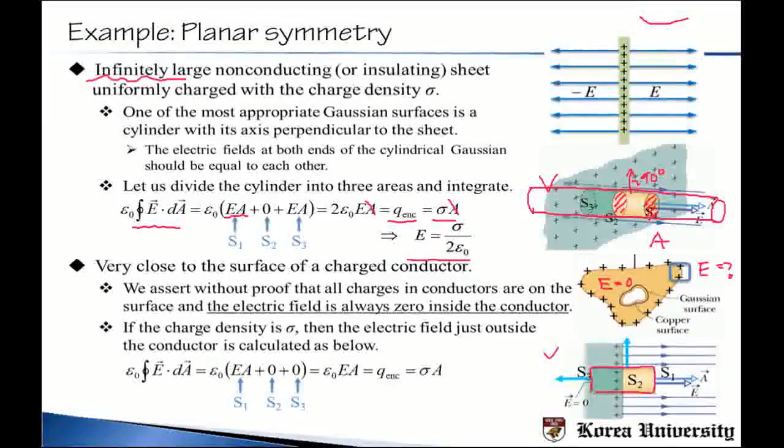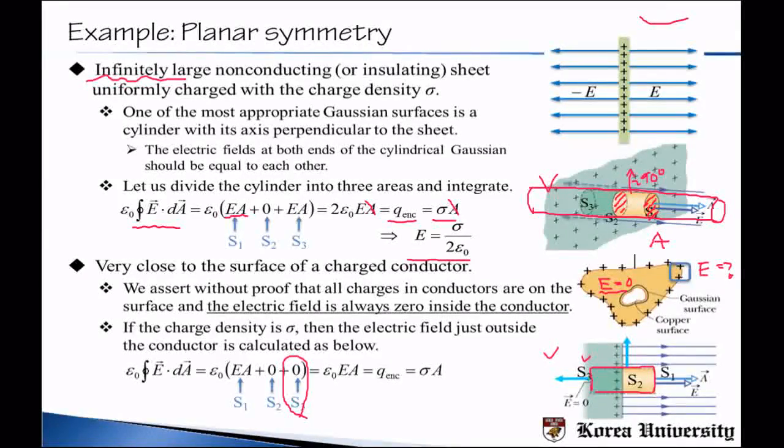And then again, we are applying the same Gauss law and repeating the same calculation. All the calculations look the same except here, on S3. The electric flux is zero. Why? Because we just said that the electric field inside the conductor is zero.